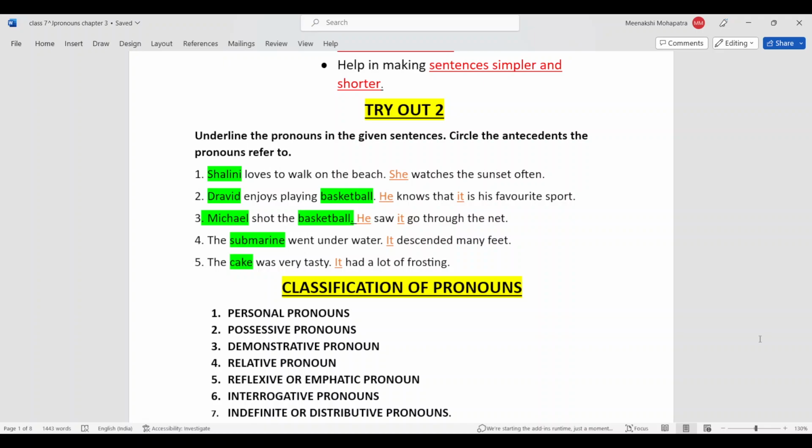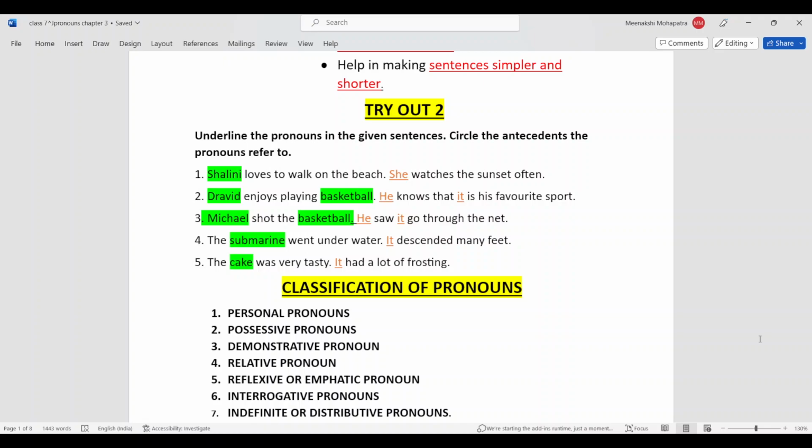Number 2. Dravid enjoys playing basketball. He knows that it is his favorite sport. Now, children, as I said, we have to identify the nouns first. So, Dravid is a noun, and Dravid is a proper noun, and basketball is another noun. Now, the pronoun for Dravid is he and the pronoun for basketball is it. So, Dravid is the antecedent for he and basketball is the antecedent for the pronoun it. Why? Because basketball is a thing. Dravid is a person, and male, so it is he.